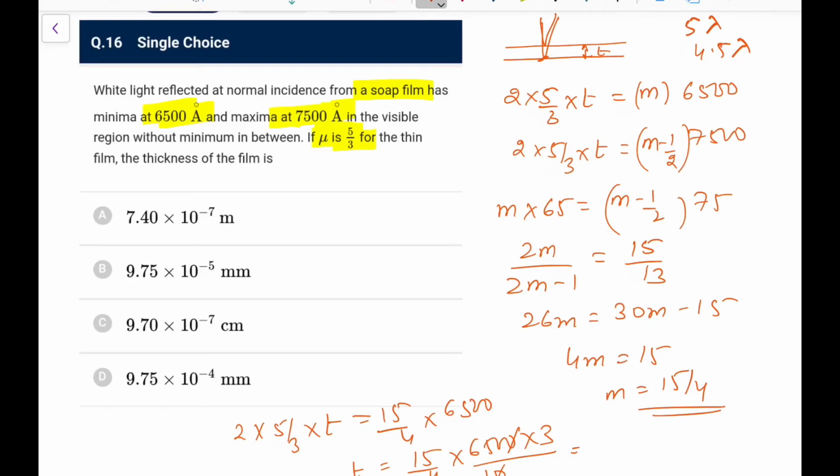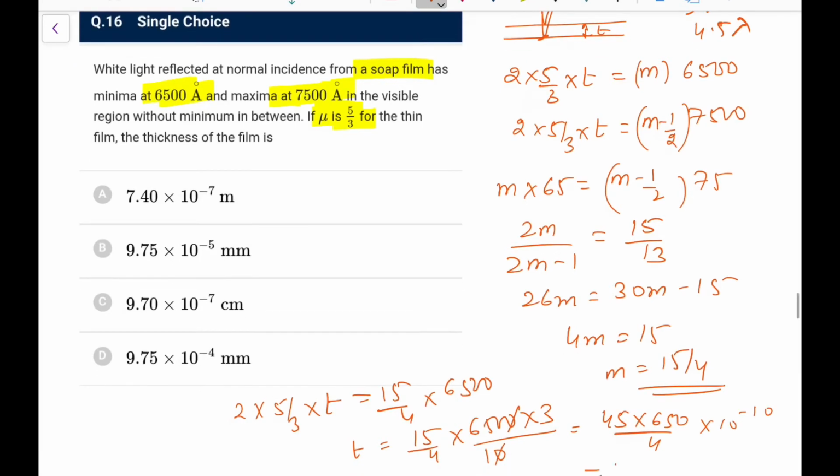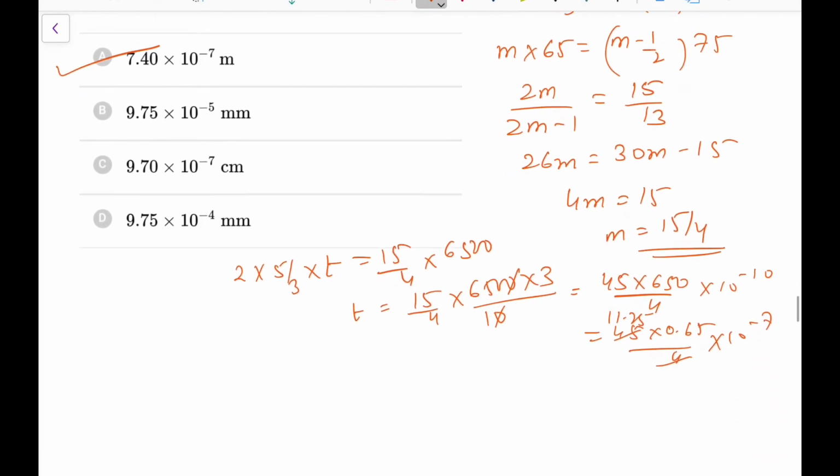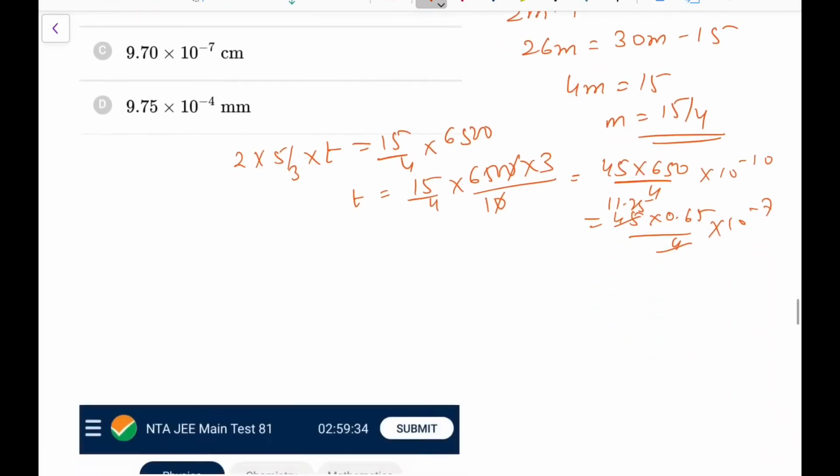If we solve it, 15 3s are 45 into 650 by 4 into 10 to the power minus 10. So let me do it like 45 into 0.65 upon 4 into 10 to the power minus 7. This would be 11.25, and 11 into 6 would be 66, 70 something. So it would be 7.4 into 10 to the power minus 7 meters I can go for. So it would be like this only.